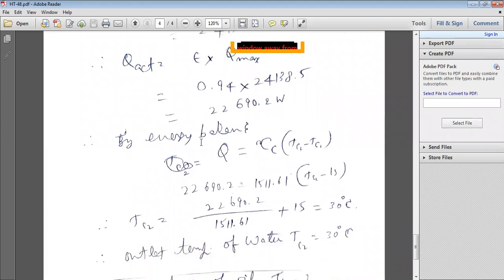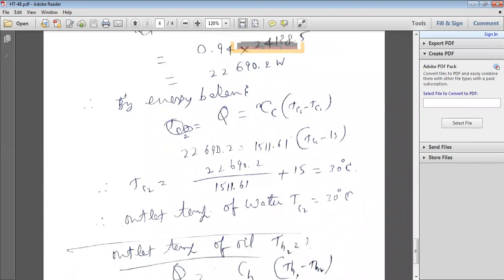Okay? Now, by energy balance, heat picked up by the cold water is equal to heat given by the hot water. So the actual heat transfer calculated from the effectiveness can be used as heat picked up by the cold water. So in order to calculate TC2, the outlet temperature of the cold water, again you require the heat transfer rate equation. Heat transfer rate Q is equal to CC, the heat capacity of the cold fluid, into TC2 minus TC1. Here TC2 is greater than TC1 in the counter flow heat exchanger.